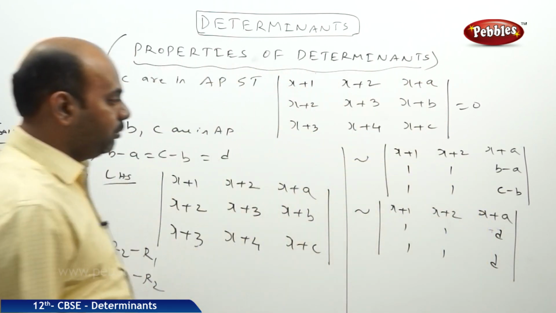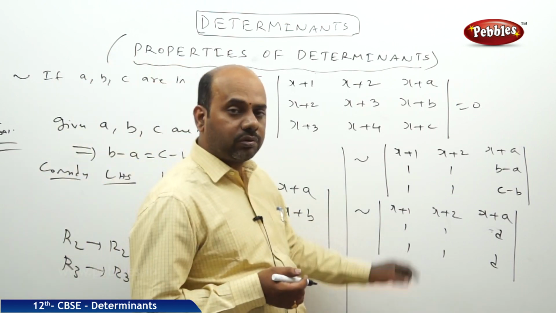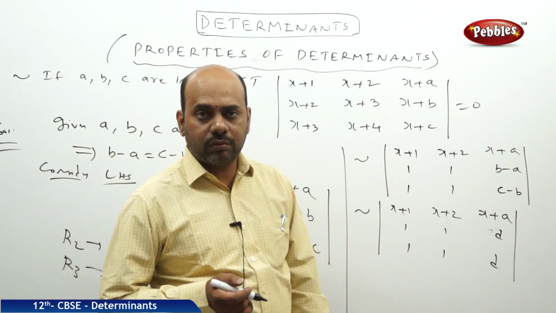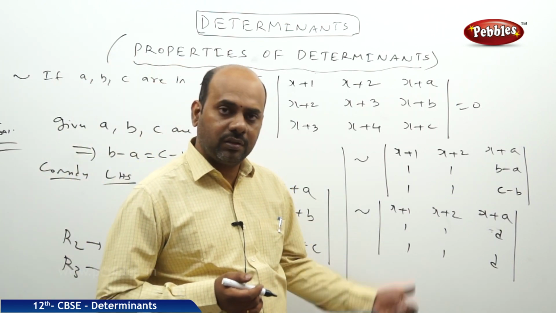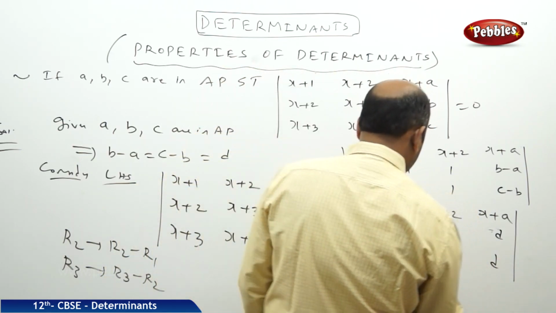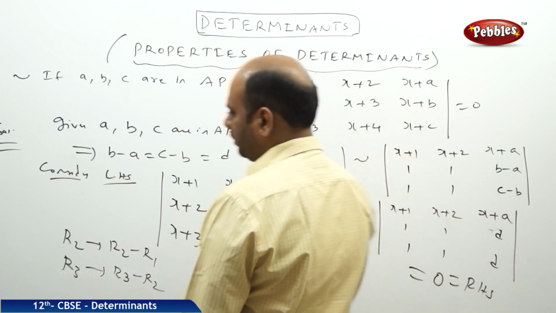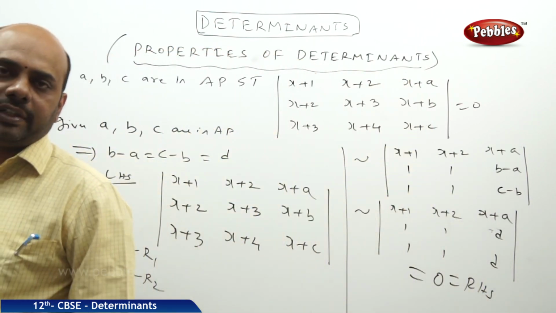Now beautifully I can apply properties of determinants. Here two rows are identical. Whenever two rows are identical, the value of the determinant is always equal to 0. So this whole thing will be equal to 0. That will be the RHS. Therefore left hand side will be equal to our right hand side.